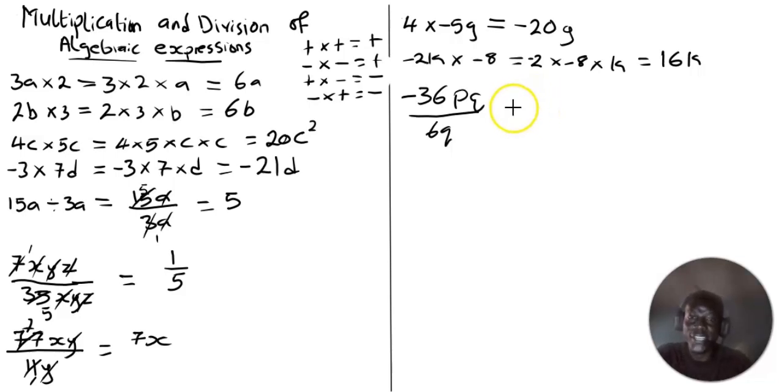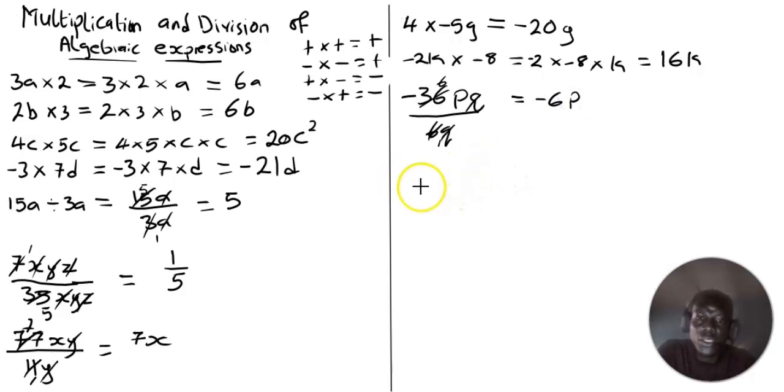Here we also have minus 36pq divided by 6q. So let's see what can cancel. We have q here, we have q here. So q can go. Q cancels q. Then 6 in 36. So 6 here will give us 1. 6 in 36 will give us 6. Remember, we have a minus sign here. So we now have minus 6 and our p stands as well. So we have minus 6p.